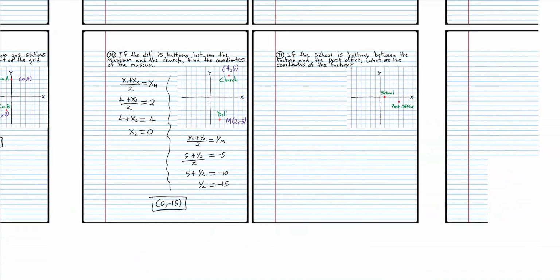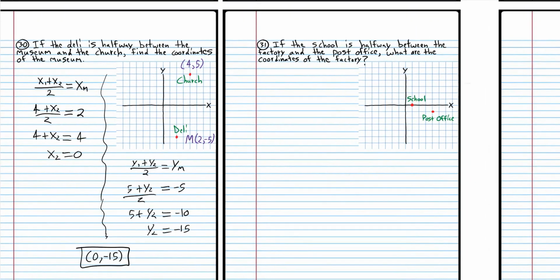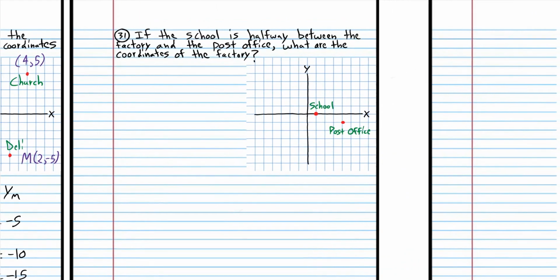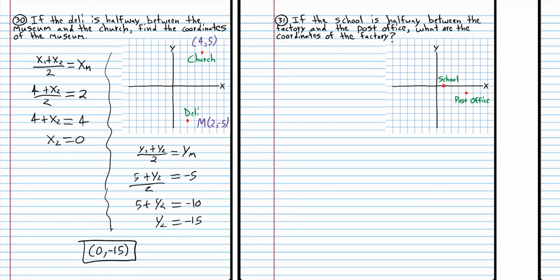So these are just word problems using the midpoint, and they're challenge problems because you're given the midpoint, and you're given one of the endpoints. You have to find the other endpoint. So I want you to try a problem like that. I'll go ahead and leave the museum problem in the window. Try 31, and when you come back, we'll do it together.